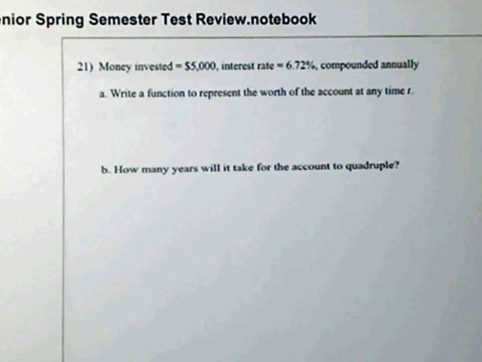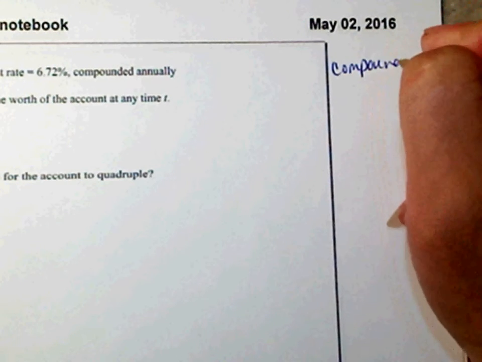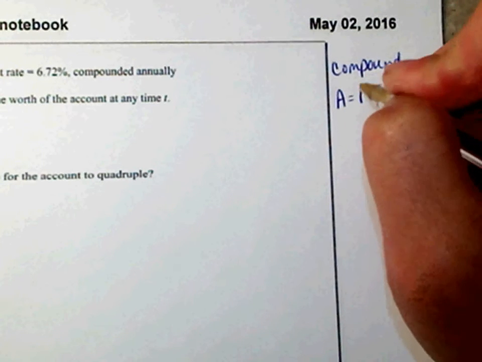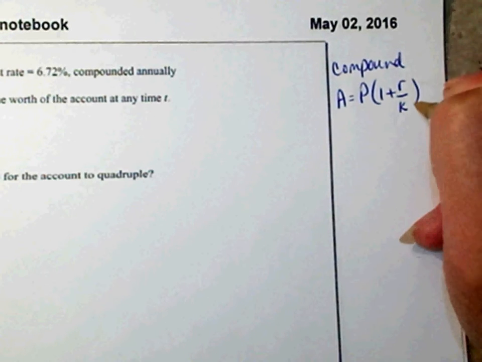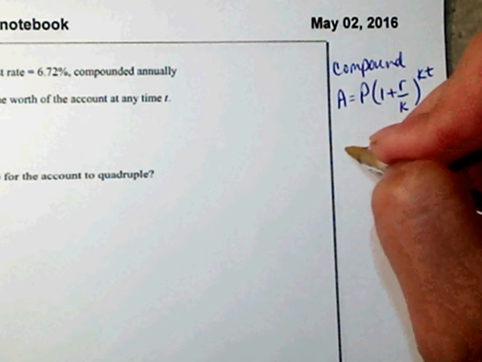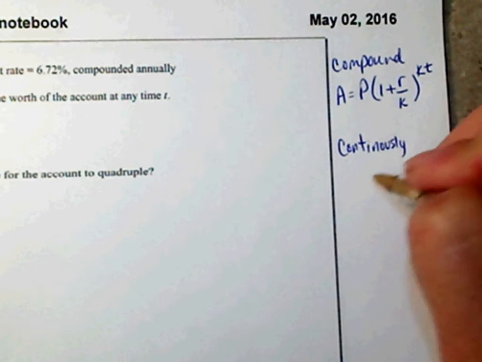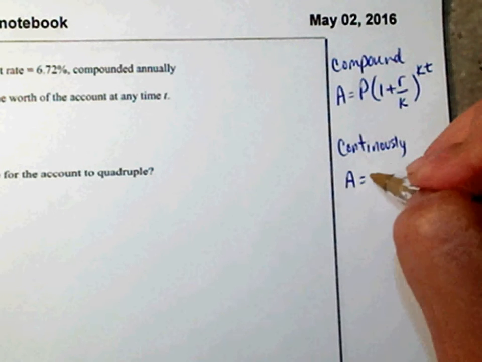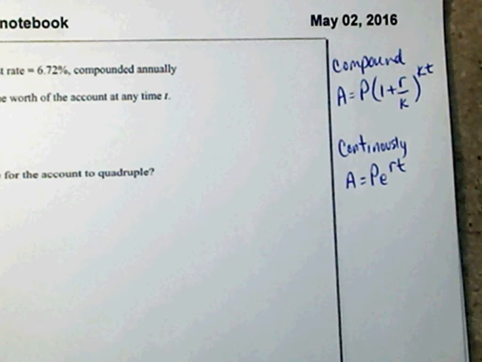Before we start, let's review a few formulas that might help you. Okay? Compounded interest. The formula for that is A is equal to your principal, P, times 1 plus R, which is your rate, over K, which tells you how many times it's compounded, raised to K times T, which is your time. For continuous rate, it is A is equal to your principal times E raised to the R times T. R is your rate, T is your time, E is a constant, P is your principal.